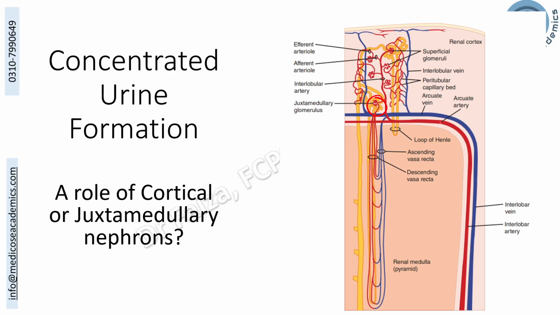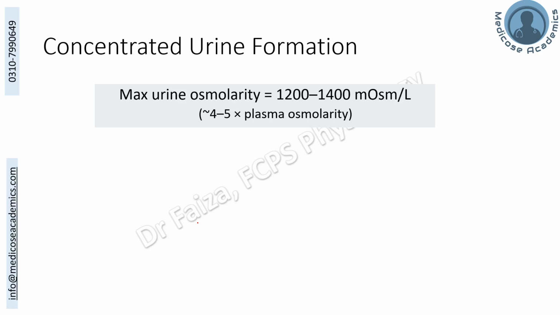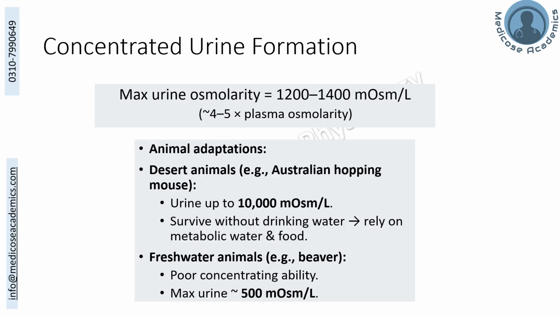And instead of peritubular capillaries, these are specialized to form the vasa recta along with these juxtamedullary nephrons. These nephrons are particularly involved in the formation of concentrated urine. In humans, the maximum osmolarity achieved may be 1200 to 1400 milliosmoles per liter, although other animals may adapt differently. For example, those living in deserts may concentrate urine up to 10,000 milliosmoles per liter, and some freshwater animals can only concentrate up to 500 milliosmoles per liter.